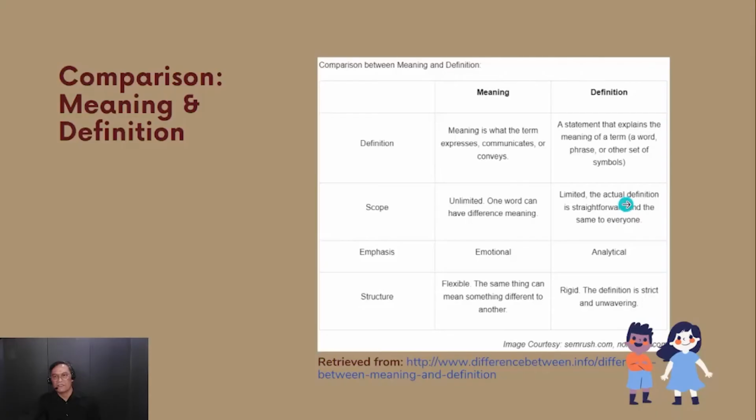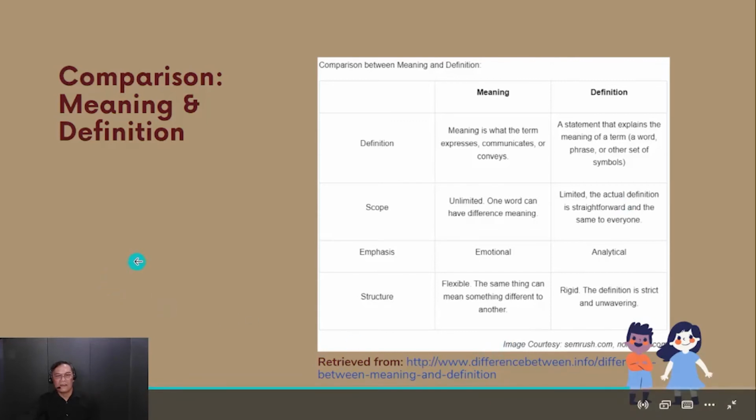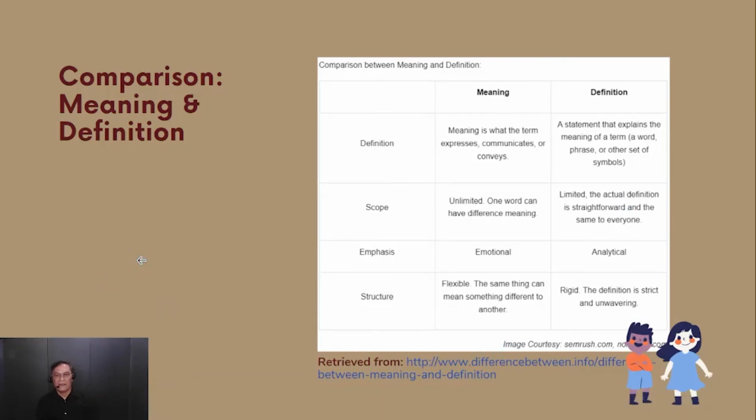Okay, so let me proceed. I have here a research material, and I retrieved it from Difference Between. I think this conforms with my own explanation of meaning and definition. So let us consider at least three in this comparison: scope, emphasis, and structure. Let's find out. So meaning and definition here. So here's meaning, here's definition.